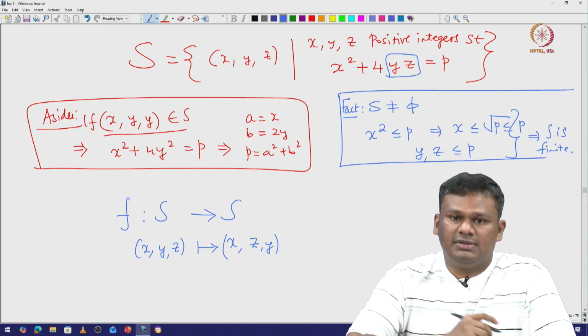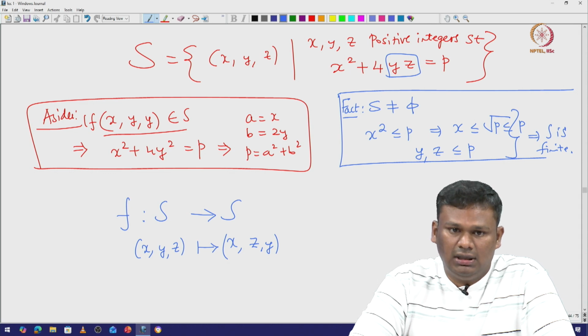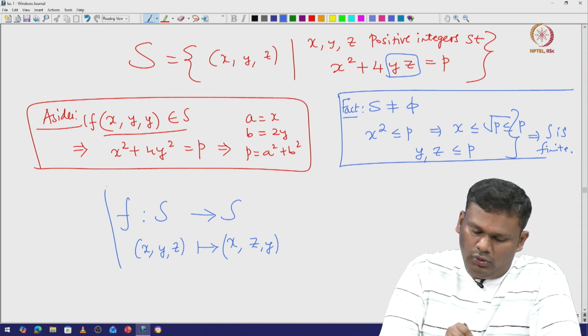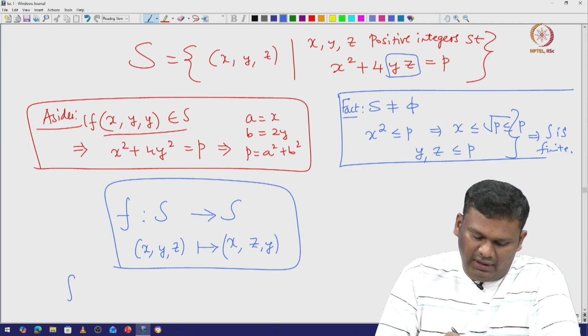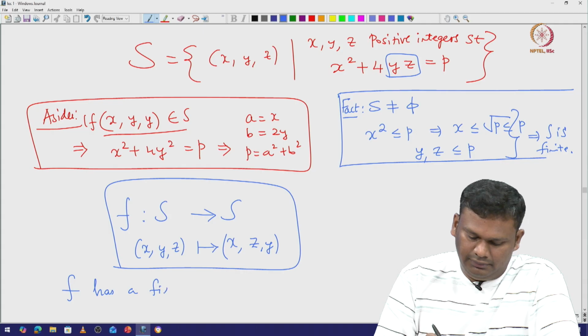Okay. So, this means S is a finite set. So, now what we need to prove? We need to prove that F has a fixed point.